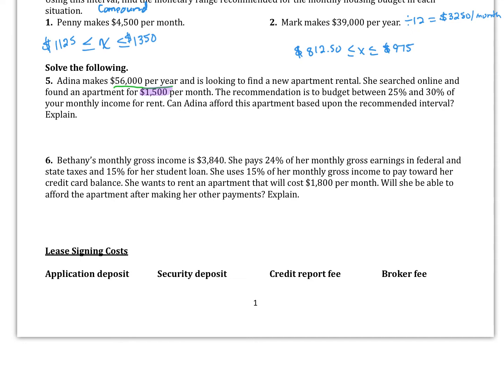There are two ways to think through this one. It wasn't specifically asking you to state the interval like we looked at up above. So you could definitely find that, but what's the other thing you could do?